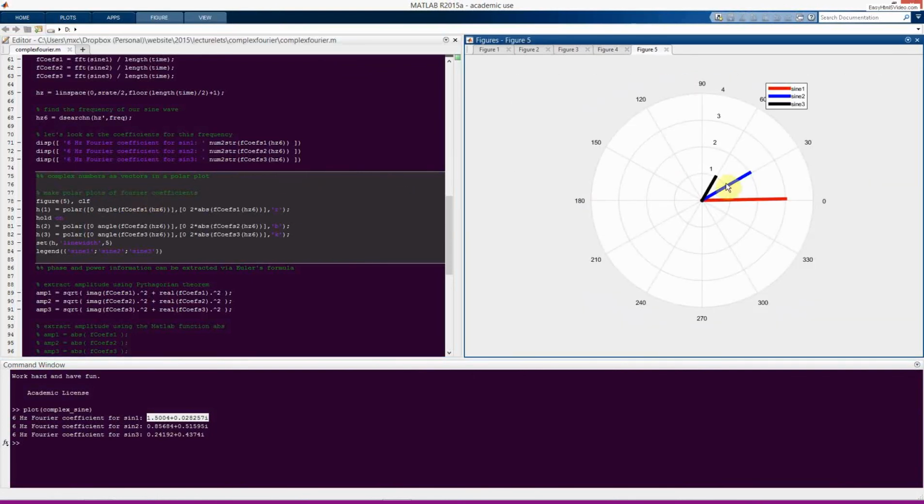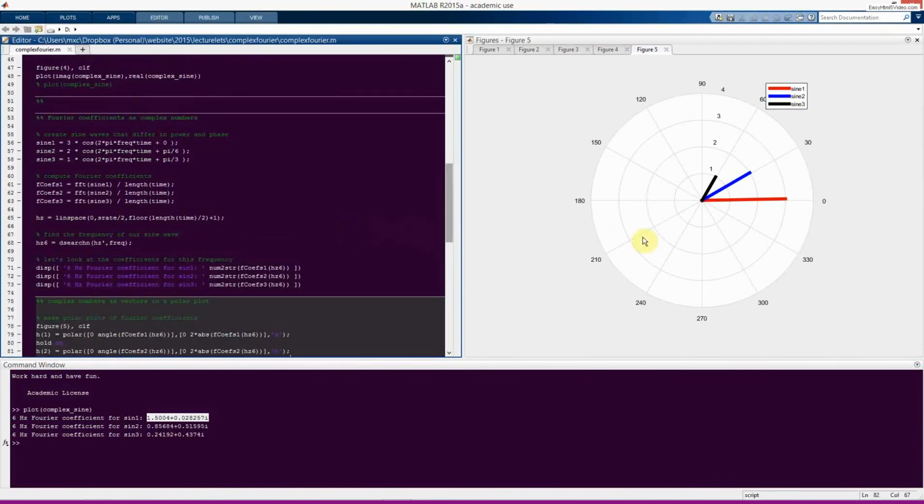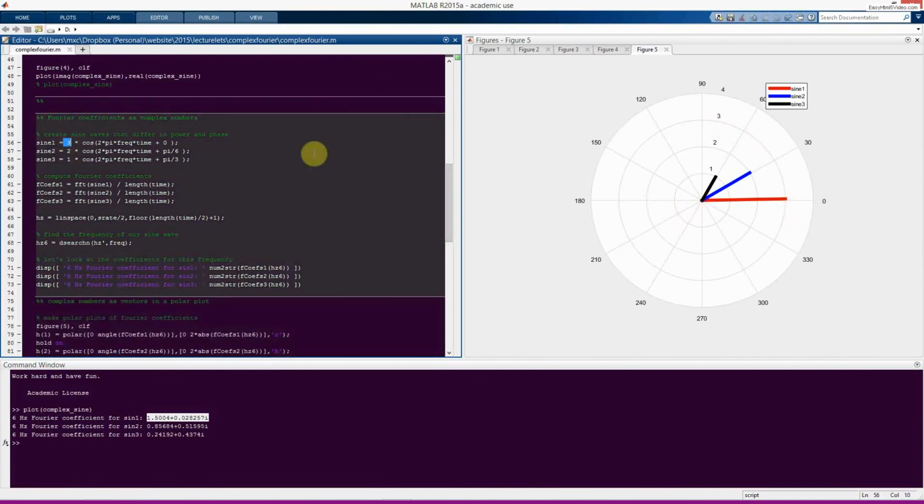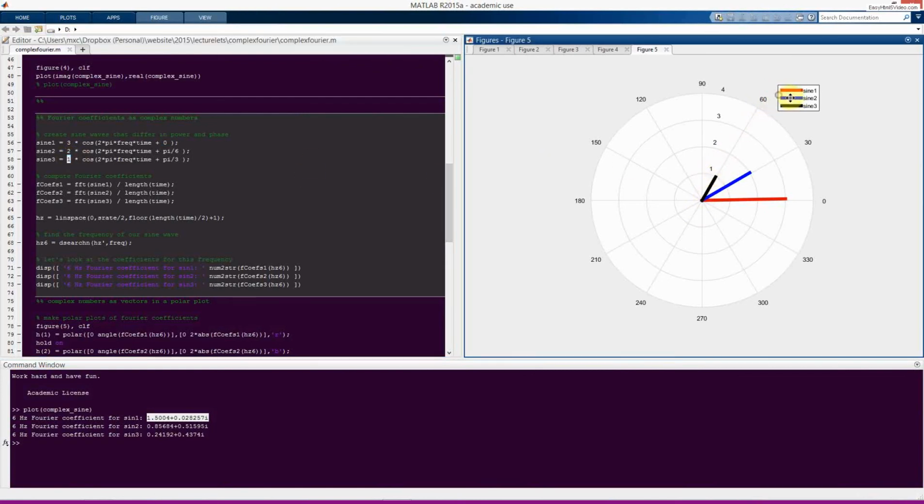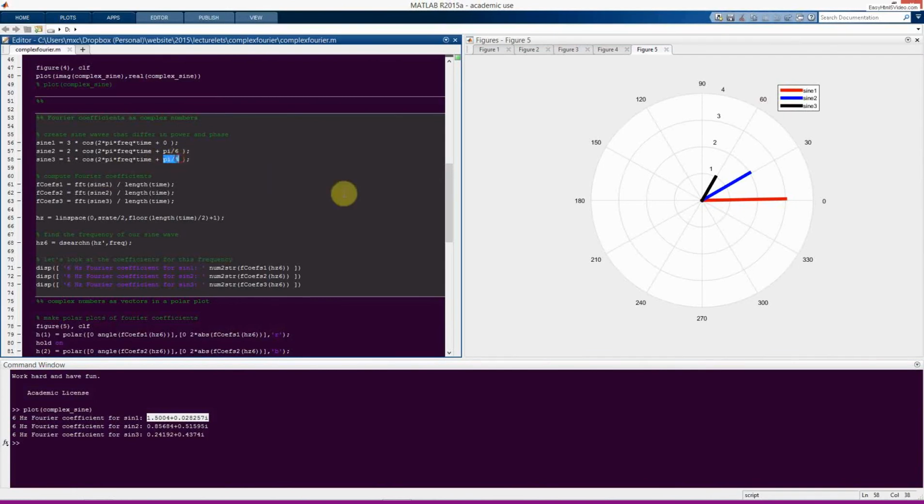All right, so here in this polar plane, I'm plotting the Fourier coefficients at 6 Hertz from these 3 sine waves. So now you can see that this lines up nicely. The red line is for sine 1. It has a magnitude, or an amplitude, of 3, which corresponds nicely to what we specified, and has an angle of 0, which corresponds to the angle that we specified, and so on for these other guys. So sine 3 has an amplitude of 1, that's what we specified, and an angle of 60 degrees, which corresponds to pi over 3 radians.